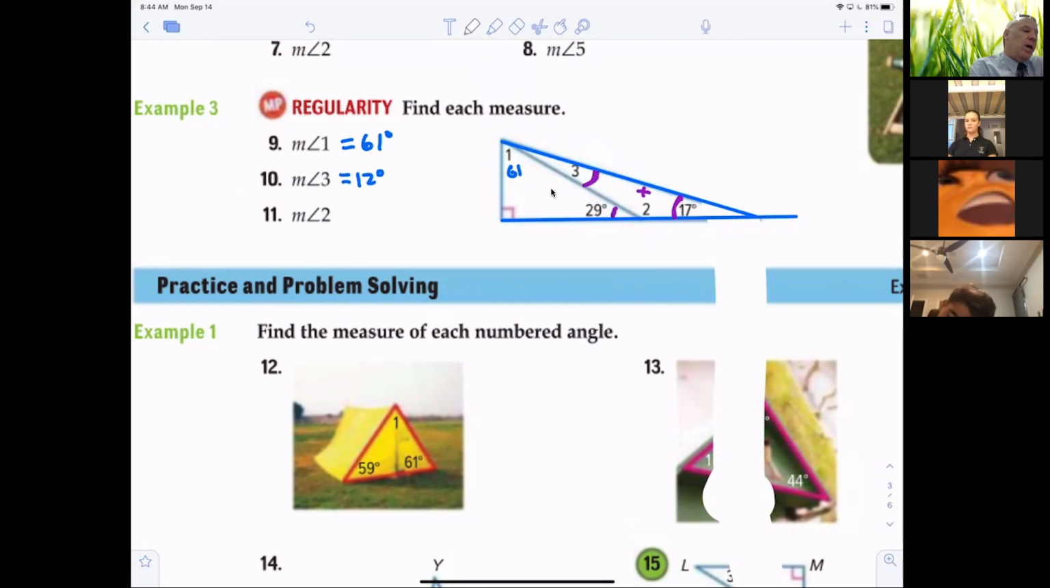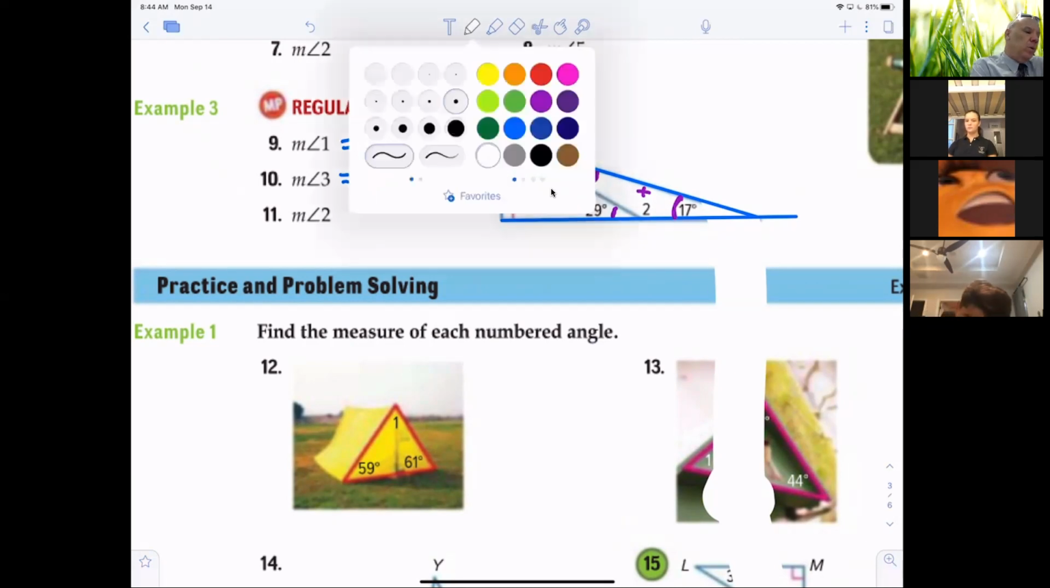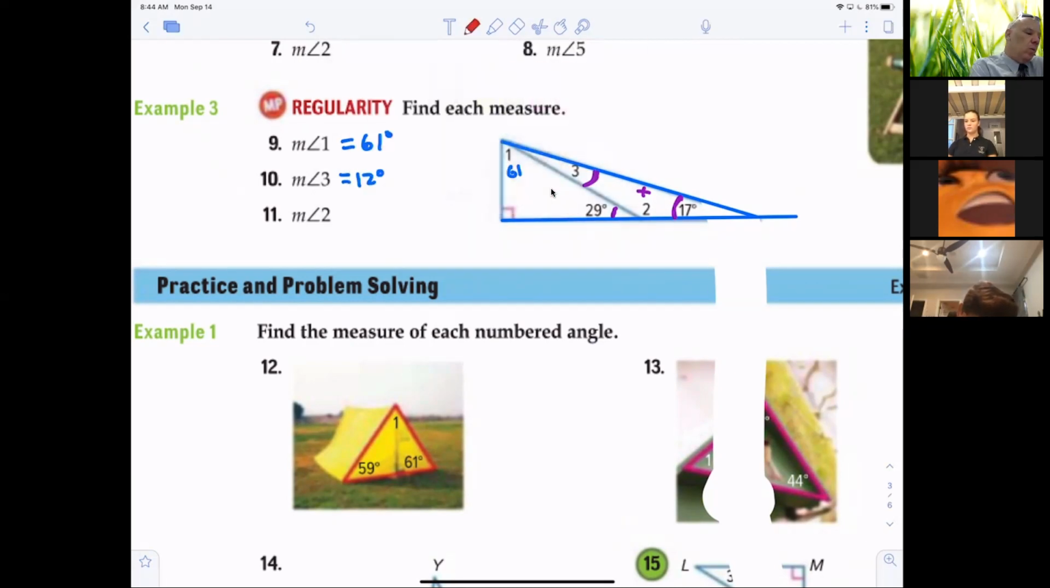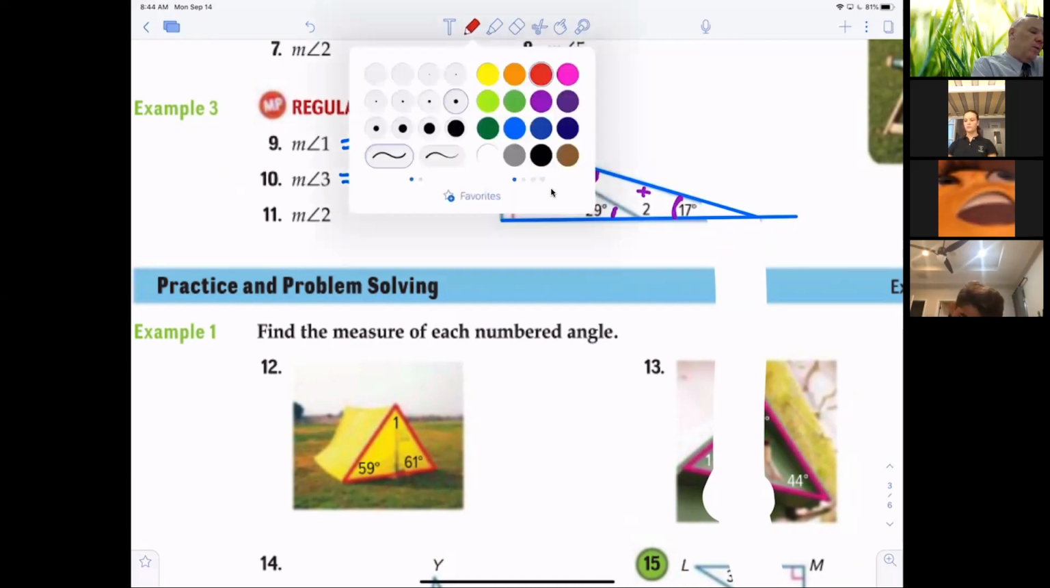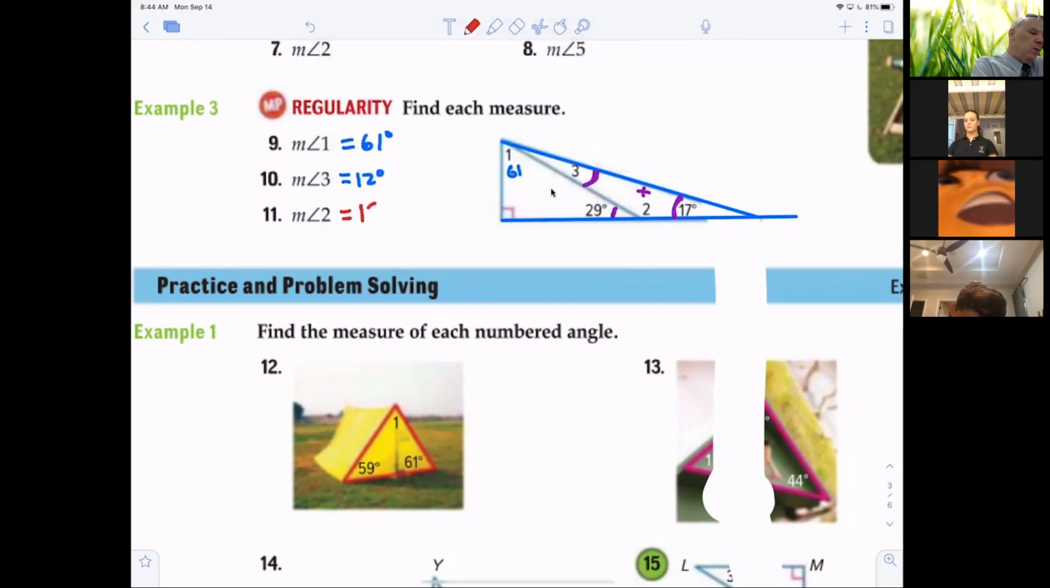All right, now angle 2. What is angle 2? 151. Oh, man. So now, if you're going to say it's 151, you can say it was 90 plus 61. Does everybody see that? Angle 2 is 90 plus 61, and some of you saw it as 180 minus 29. Does it matter? Nope, it makes no difference. Same answer.